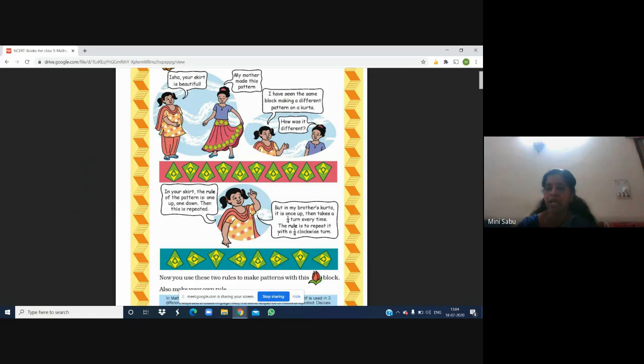But in my brother's kurta, it is once up, then takes a 1/4 turn. 1/4 turn means, children, it is a 90-degree turn. For example, let me take this block. You can see this block. You look at this end. And if we rotate it towards this side, when it reaches here, we can say that it is a 1/4 turn. It is shown here.